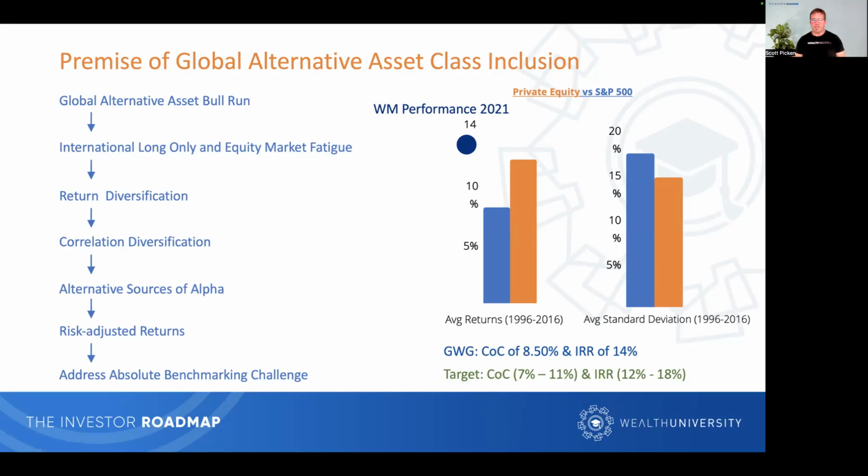So the average return that we've achieved over the last 10 years is a cash on cash of about 8% plus. So that's income in your pocket of 8% a year, and an IRR, internal rate of return, of roughly 14%.